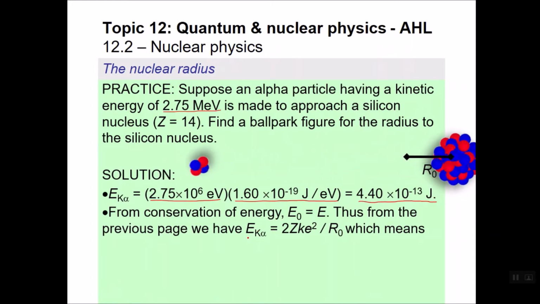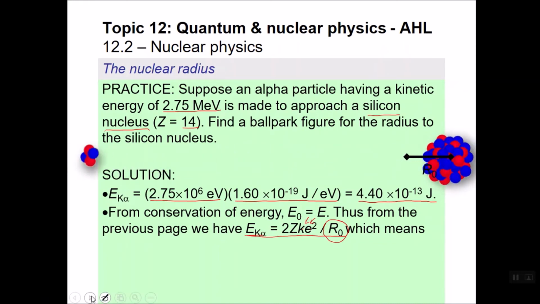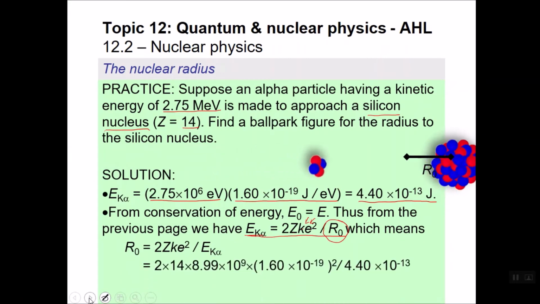And so we know this equation that we had just derived on the previous slide, and we can use it to solve for that. We know that we are talking about a silicon nucleus that has 14 protons in it, so we can substitute in 14. This is a constant, this is a constant, this is Coulomb's constant charge. So we substitute those in.